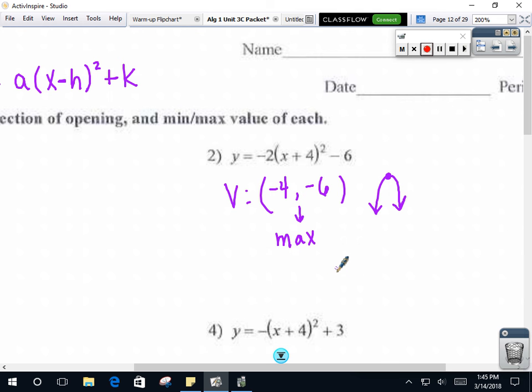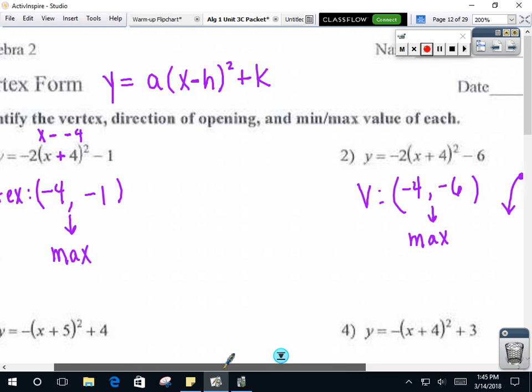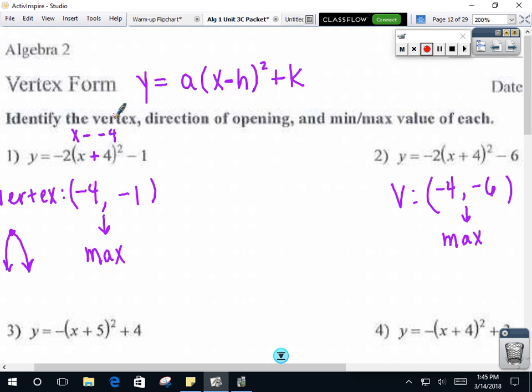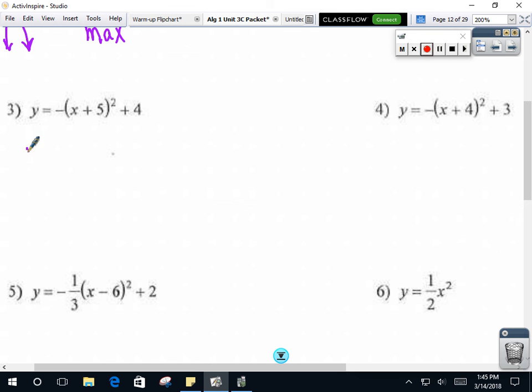Look, in the directions it says identify the vertex, the direction of opening, and the min or max. All right, number 3. What is the vertex? Negative 5, positive 4. Will this parabola open up or down? Down, because your a value is a negative 1, which makes the vertex up here, which will be a maximum point.